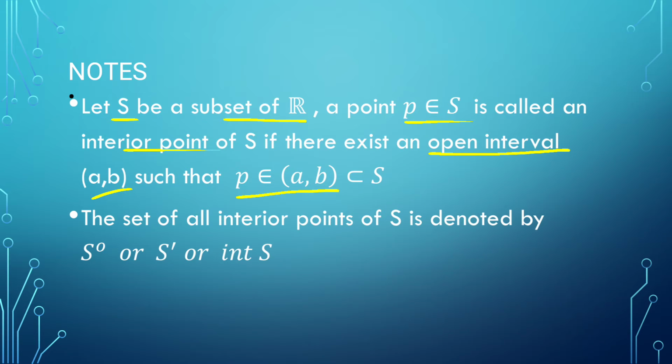If you have such a point P, it is called an interior point of S. The set of all interior points of S is denoted by S naught, or int S. So if you have all those interior points, each lying in a given interval that is also in S, then that set is the set of interior points.